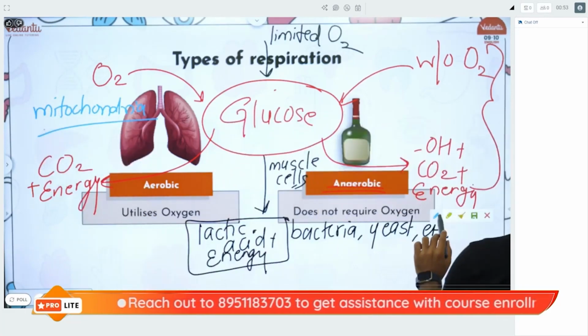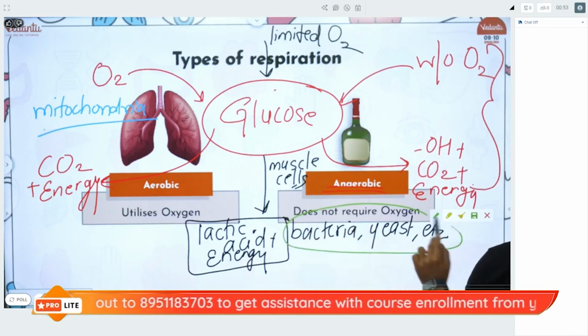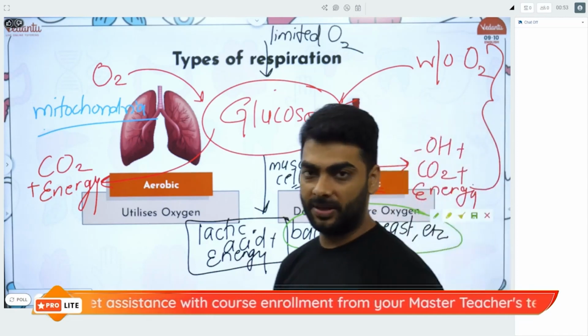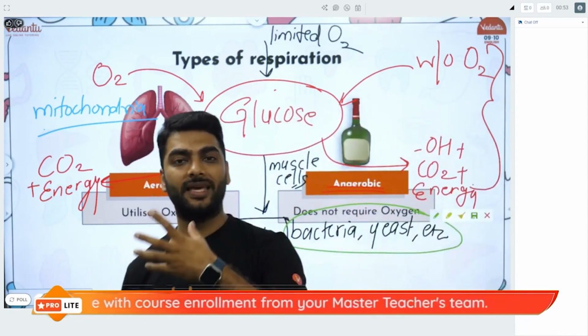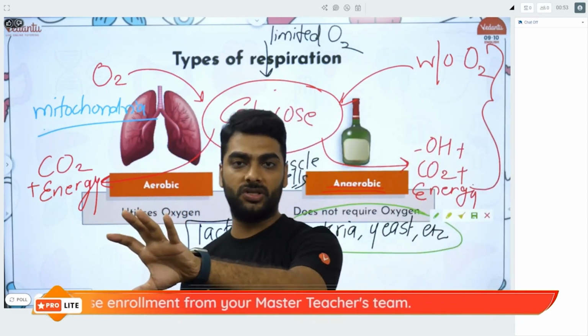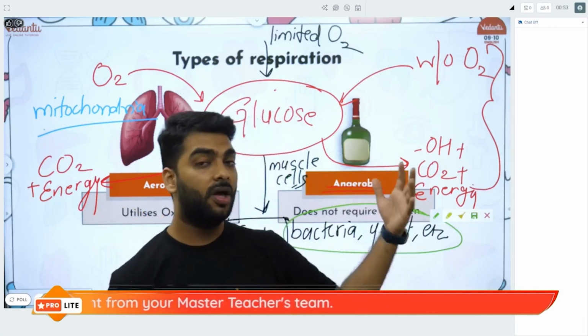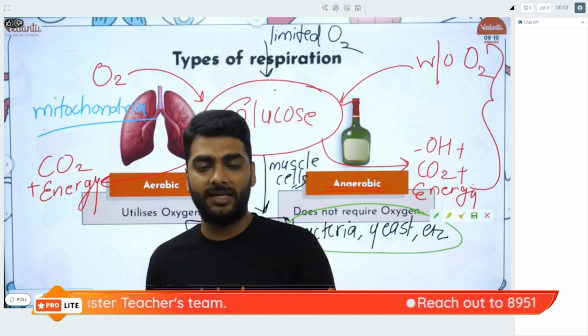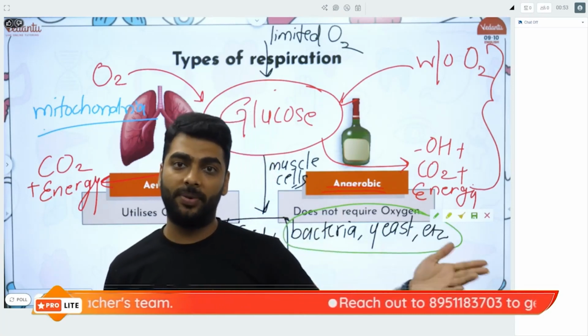And this type of respiration takes place in the bacteria and yeast. So these are the three different types of respiration. One is where glucose is taking in oxygen to release carbon dioxide and energy along with water vapor. One is where glucose does not need oxygen. Even without oxygen it can break down to release alcohol, carbon dioxide and energy.